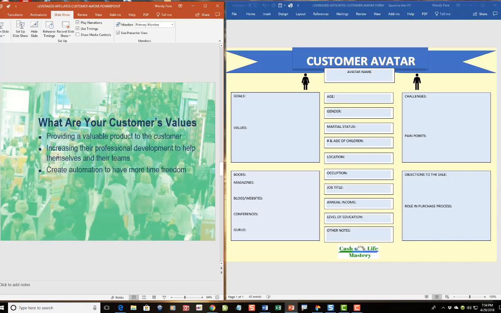Okay, so what are their values? They want to provide a valuable product, increase their professional development for themselves and teams, and create more automation to have time freedom. Okay, so that goes here.